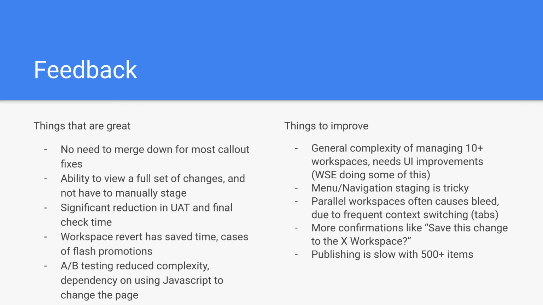If you're managing 10 or more workspaces, it does get kind of tricky, so that's one thing we can improve on. Navigation staging is still tricky because of the hierarchy. Parallel workspaces get really complicated. If you have something open in 2 tabs, it gets out of hand. There needs to be more confirmations, dynamic stuff, like, are you sure you want to save to this workspace? And publishing is slow when you have 500 or more pages being staged. That's something that needs to be improved upon.